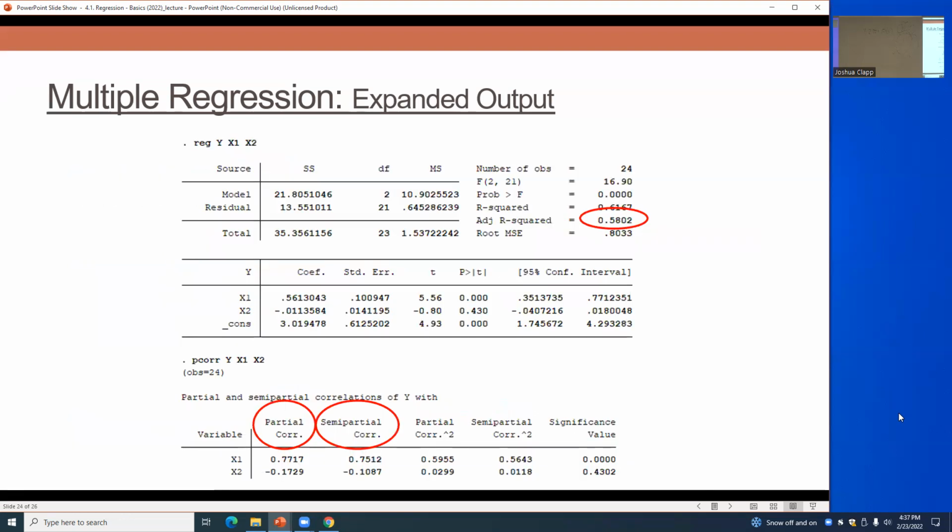For Stata, same thing, adjusted R squared right here. What we'll do is run our regression, model outcome predictors, but then instead of regress, just pcorr, and that's going to give us our partial correlation, semi-partial correlation, squared partial, squared semi-partial, and p-values that are going to be identical to what we get up here.